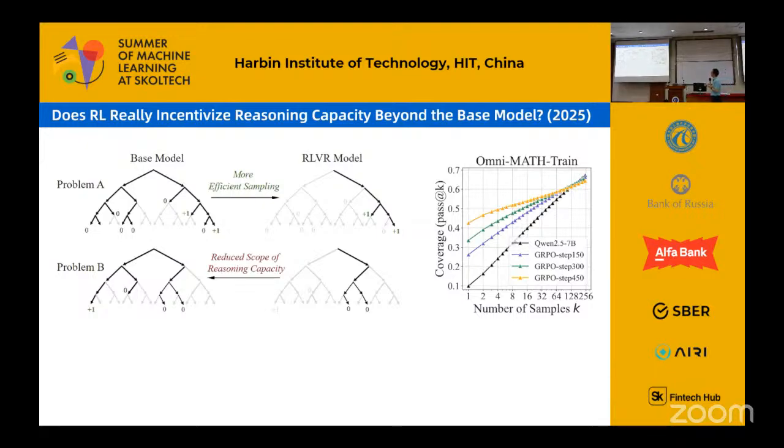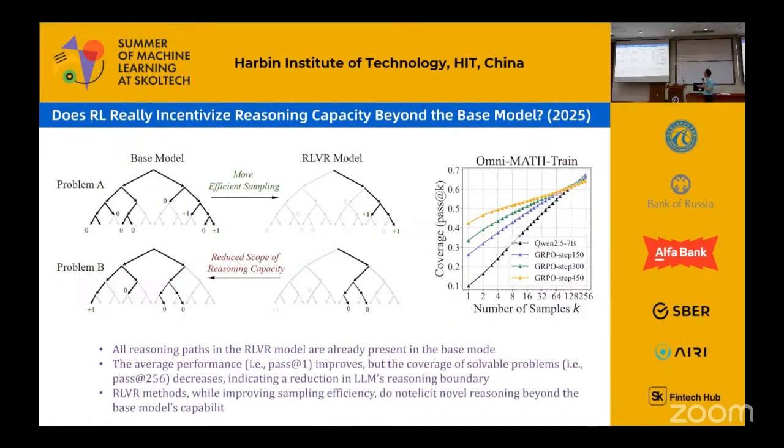Okay, so it's showing in this case. But it also finds that for some cases, the good answer is included in the base model's search path, but after reinforcement learning with verifiable reward, the good answer is somehow removed from the search path. So it's concluded that all the reasoning paths in the RLVR model are already included in the base model, but maybe with very low probability.